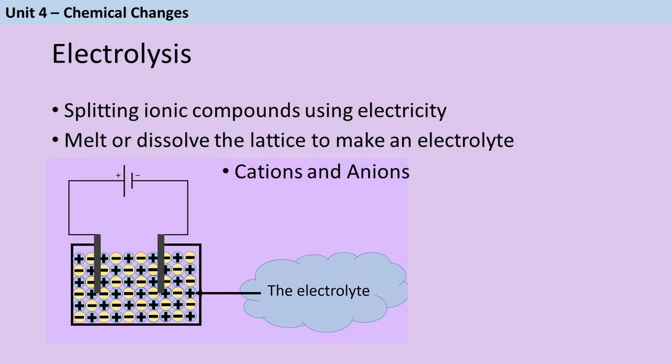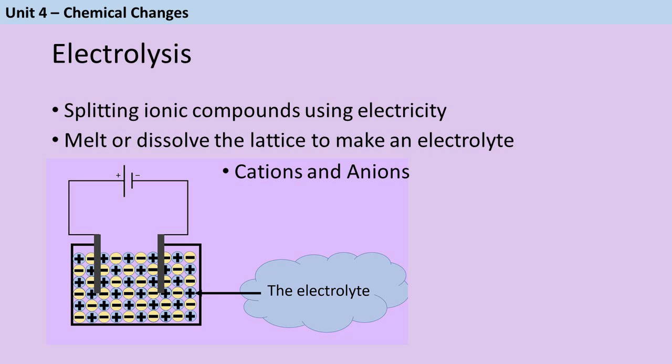Electrolysis means splitting ionic compounds using electricity. It has to be an ionic compound because a covalent compound doesn't have overall charged particles that will be able to move in response to the electricity. The ionic compound is called the electrolyte, and it needs to either be melted or dissolved in order for the ions to be able to move.